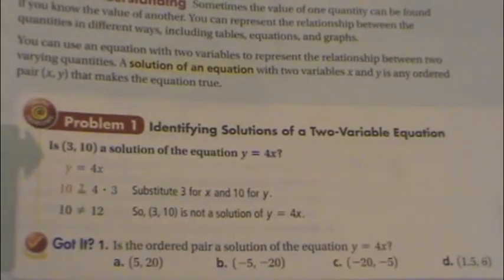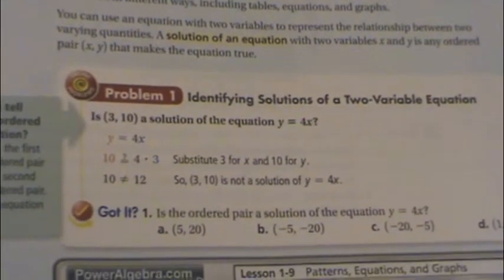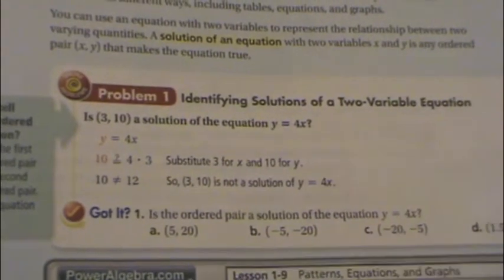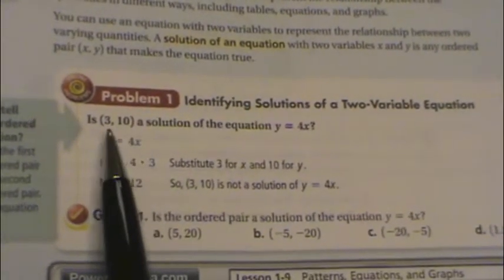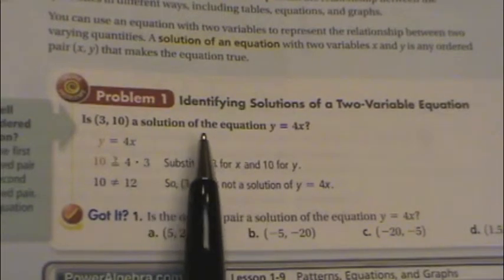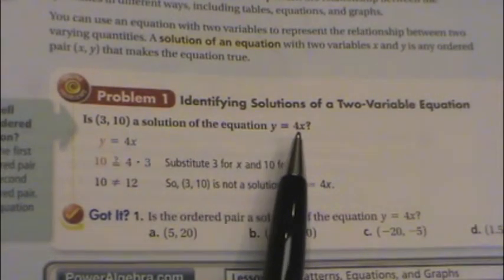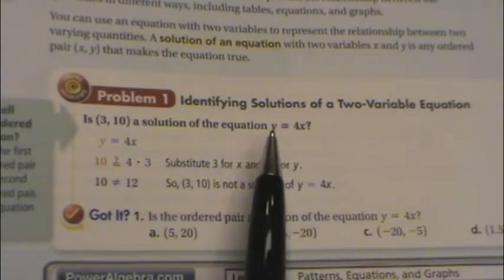Let's look at problem 1 in your book. Solutions of a two-variable equation. Ooh, two variables. Taking another baby step towards real algebra. Look, it's an ordered pair. Is 3, 10 a solution of the equation y equals 4x? And then they walk you through the steps.